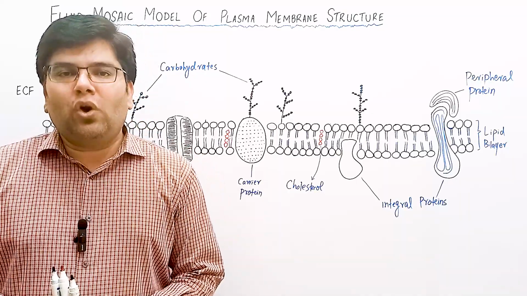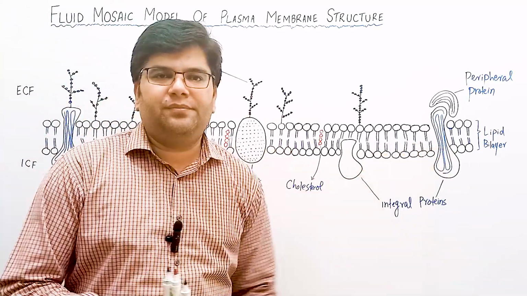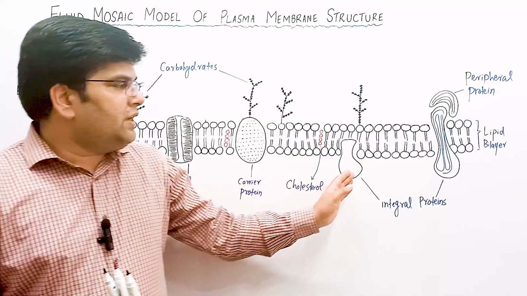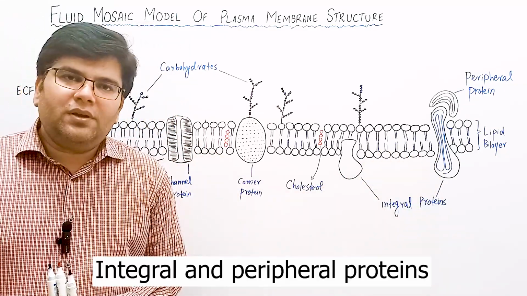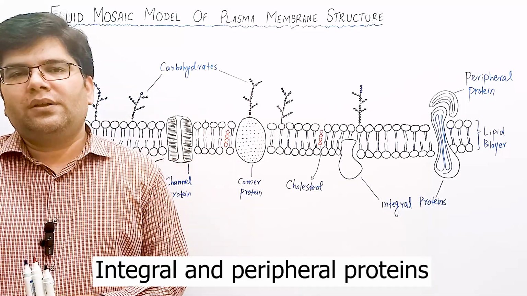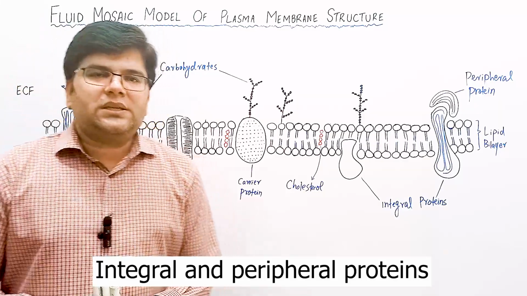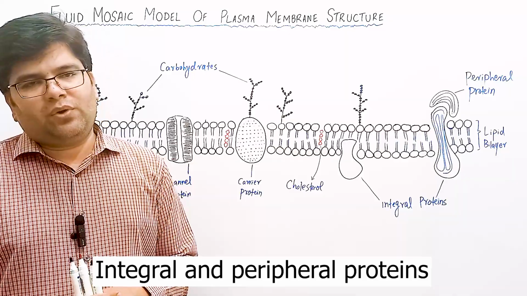Proteins are large globular molecules which are interspersed in the lipid bilayer. In terms of number of molecules, proteins are 50 times less than lipid molecules. However, because these proteins are bigger in size, they make 55% of the total mass of the cell membrane. Two types of proteins are present in the cell membrane: integral and peripheral proteins.